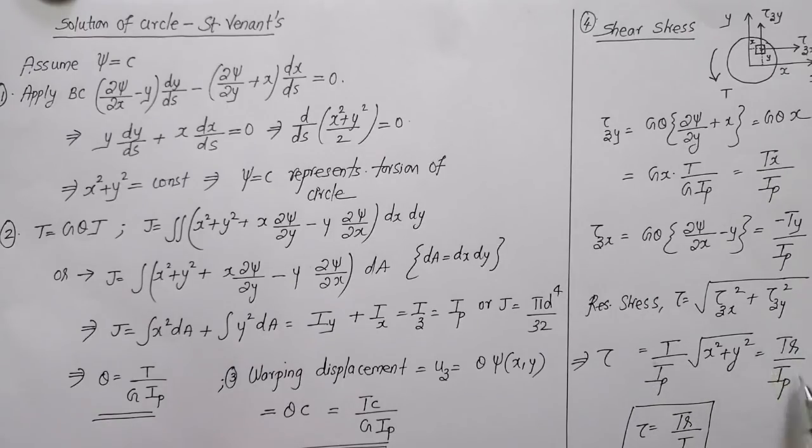From this we can understand that tau is proportional to the radius, since T is a constant and Ip is also a constant. So the value of shear stress will be maximum at r equal to R max, which is the outer surface of the shaft. So tau is equal to Tr divided by J.